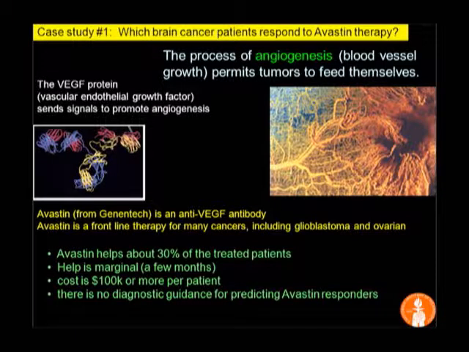For the patients that get it, it helps about 30% of them. The help is marginal, a few months. For that few months, it's about $100,000. If it's a whole year, you'll spend $400,000. There is no diagnostic guidance for predicting Avastin responders.